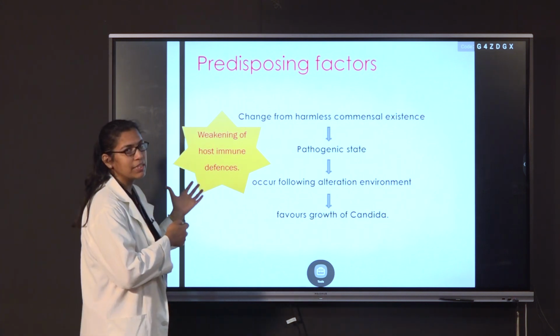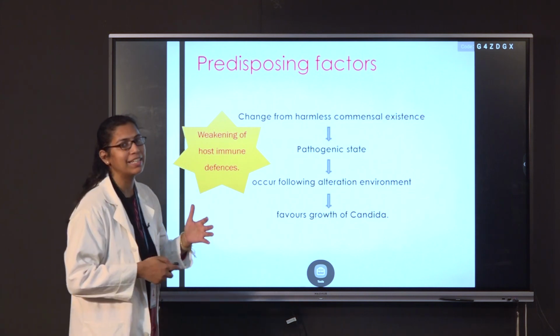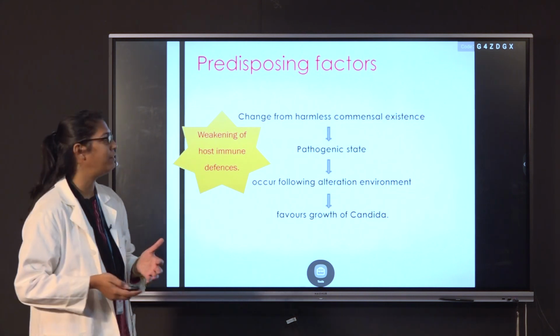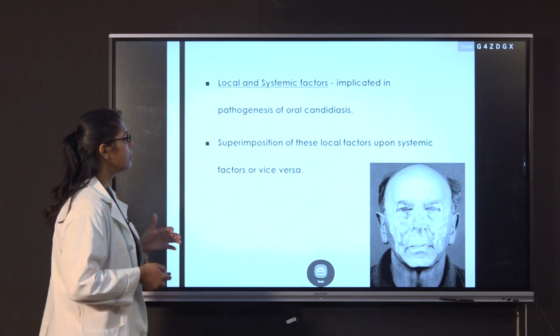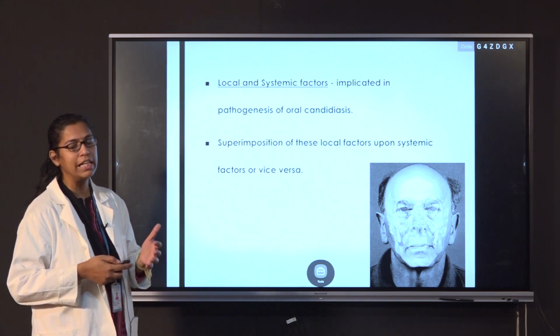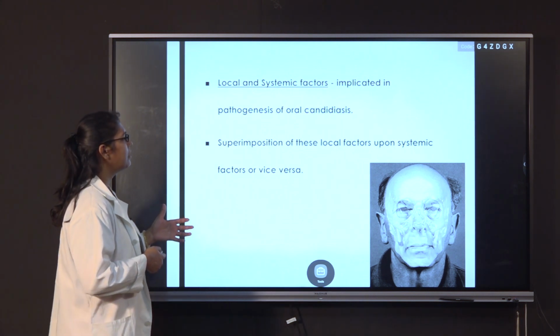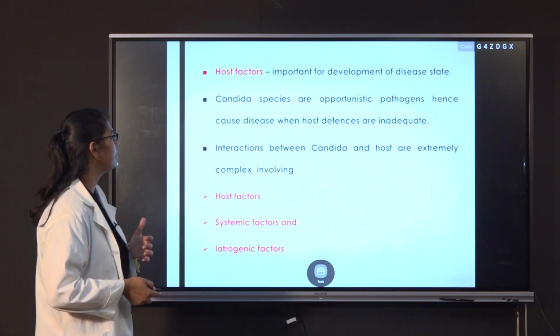So the change from this harmless commensal existence to a pathogenic state occurs following certain altered environments in the oral cavity. This can be due to weakening of the host immune system. There are a lot of local and systemic factors which mainly cause this decrease in the immune system, and there can also be a superimposition of both local factors and systemic factors.